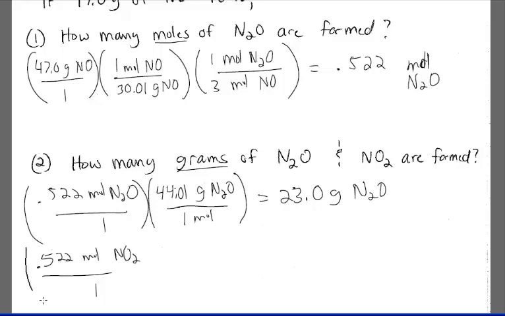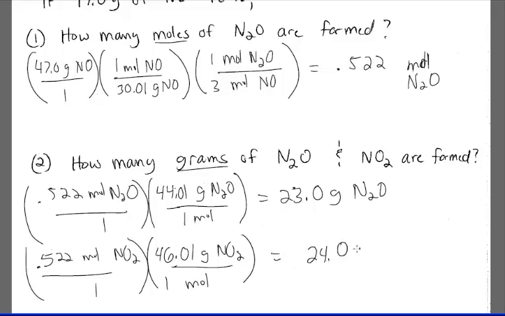But since the number of grams per mole is different for NO2, the answer is not going to be the same. The molar mass of NO2 is 46.01 grams. So we're actually going to get more mass of NO2, even though we got the same number of moles.